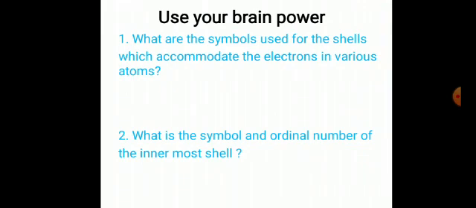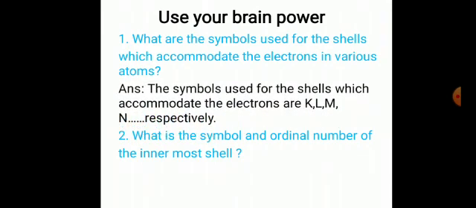Let us discuss a few questions under the heading Use your brain power. What are the symbols used for the shells which accommodate the electrons in various atoms? Just now we discussed there are different shells in which electrons are accommodated, and these shells have symbols like K, L, M, N. The symbols used for the shells which accommodate the electrons are K, L, M, N respectively.